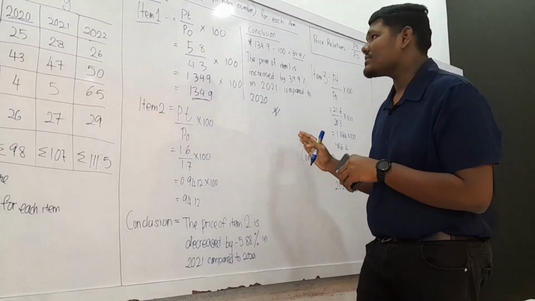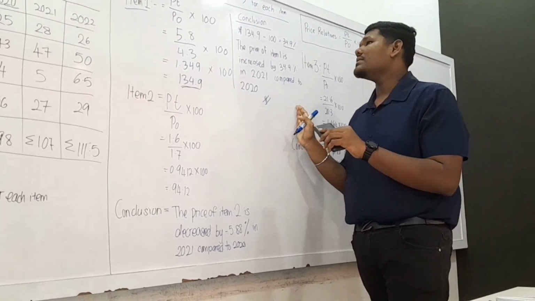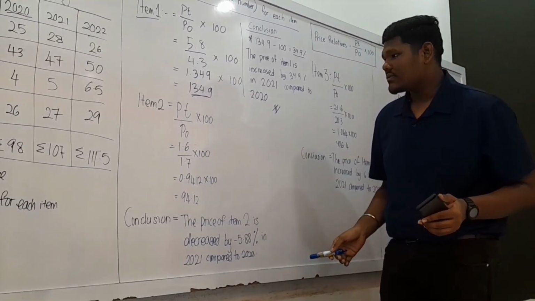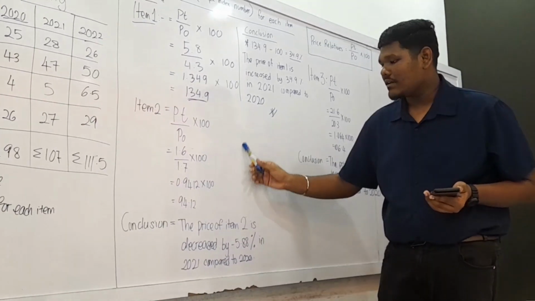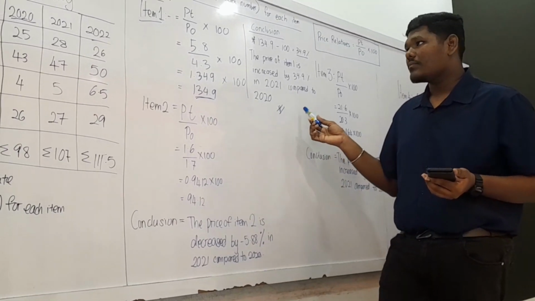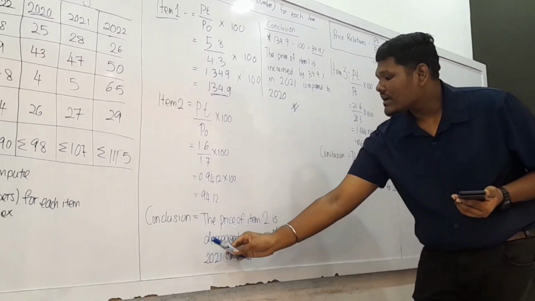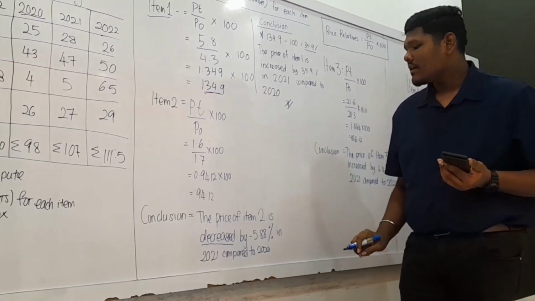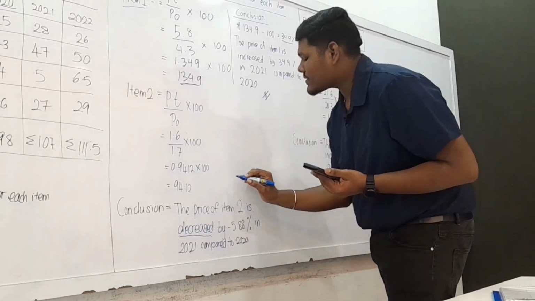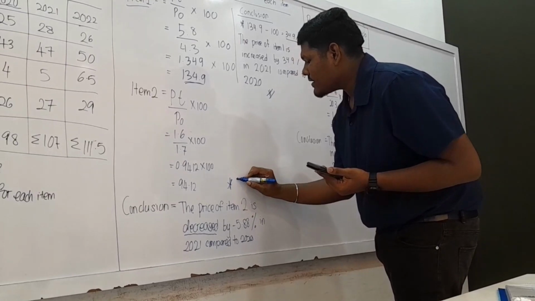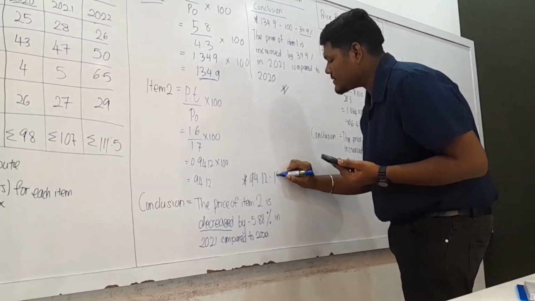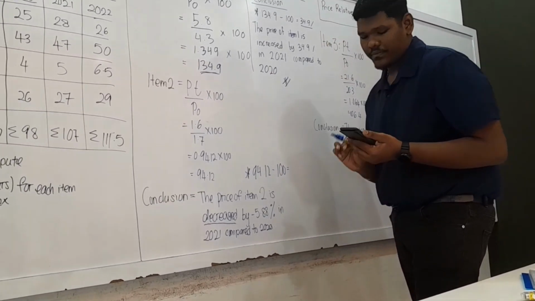This is not the end, guys, this is just a part of the question. You have to do item 2, so let's go to item 2. It's the same method, everything is the same. You can see there is a difference for the conclusion: I write for this item that it's decreased. Do you know why this is happening? Because it's 94.12. Let's do the rough calculation here also: 94.12 minus 100 equals, let's do the calculation.